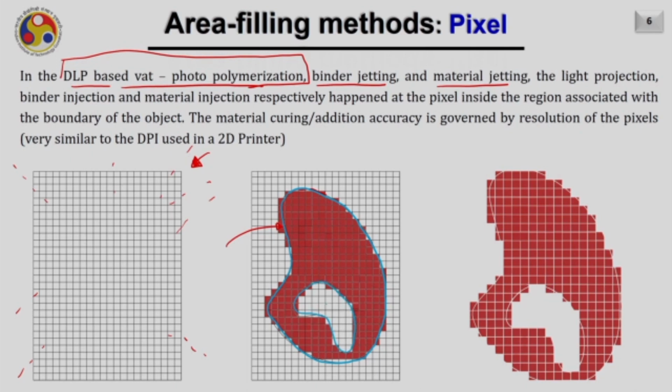As it is an internal contour, the pixels falling outside this boundary are getting activated, and light will be projected on the photopolymeric material only in this region. Therefore, as a result, you will get this type of object. Of course, you can see the material curing or addition accuracy is governed by the resolution of the pixels that we are using in the process. If the pixels are more, then of course your geometry will be more accurate. If the pixels are less, obviously your geometry will be less accurate.